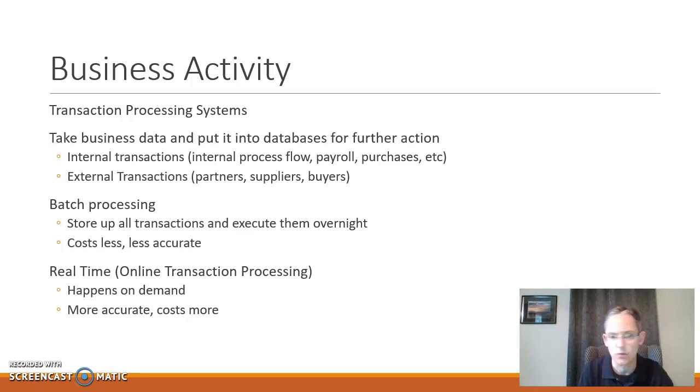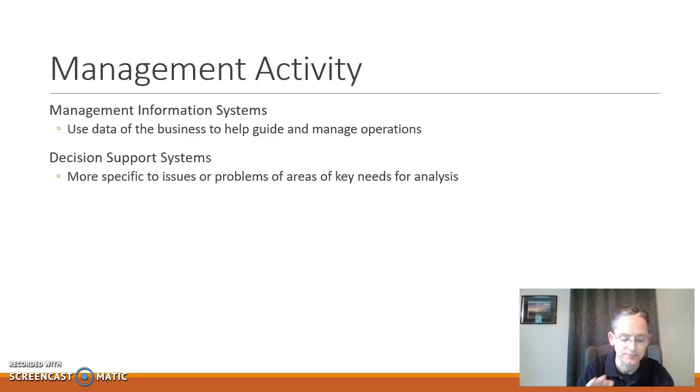So your process flow, payroll, purchases, partners, suppliers, stuff that typically will happen either as batch processing, which stores it all up and then executes it overnight, costs less, it's also less accurate, or real time, right? So online transaction processing, all your on-demand purchases, sales, and things like that. So that's the operation of the business.